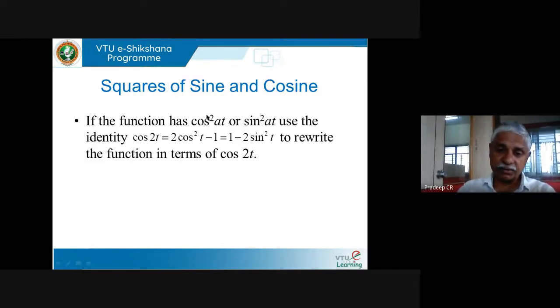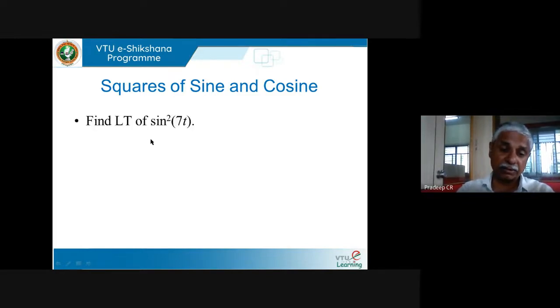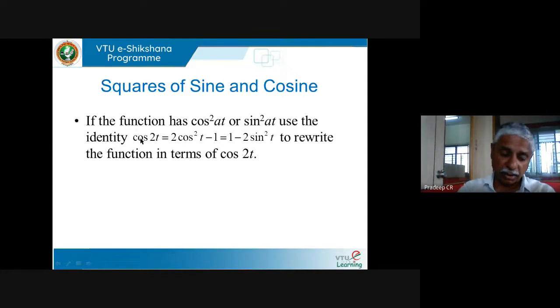In this case, if it is cos square at, I use this identity. Cos 2t is 2 cos square t minus 1, which is the same as 1 minus 2 sin square t, and rewrite the function in terms of cos 2t. So cos square t is 1 plus cos 2t divided by 2. Then Laplace of cos square is, half I can take out, so it will be just Laplace of cos 2t plus Laplace of 1. Laplace of cos 2t I know, Laplace of 1 I know, then I know Laplace of cos square t. Similarly for sine square. I know it's a bit fast and abstract. Let me show you with an example.